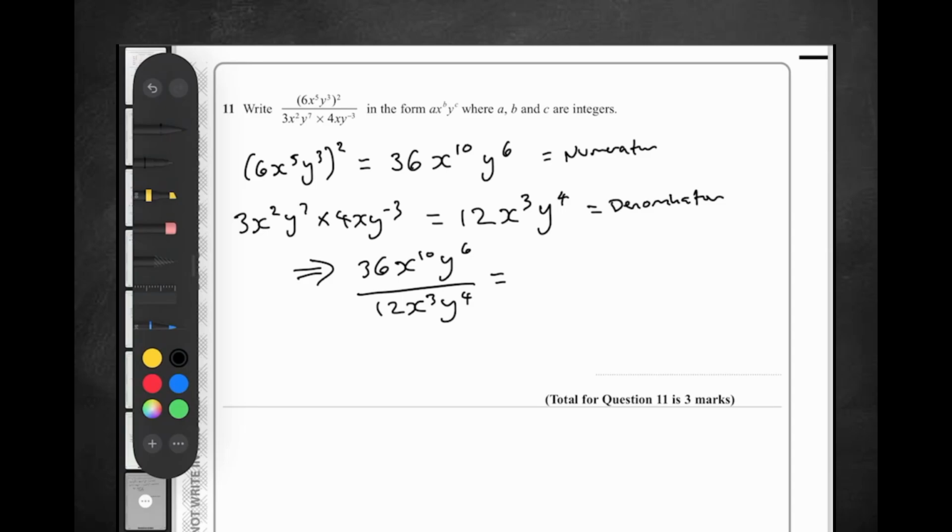Similarly, let's do the numbers first. 36 divided by 12 is 3. x to the 10 divided by x to the 3 is x to the 7. y to the 6 divided by y to the 4 is y squared. So our answer is going to be 3x to the 7 y squared.